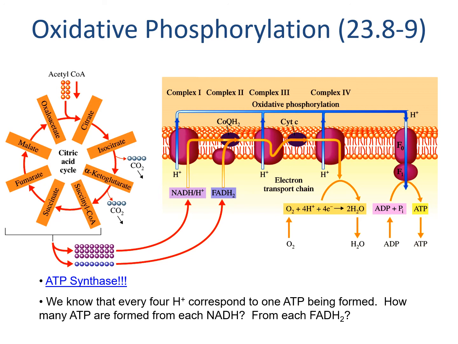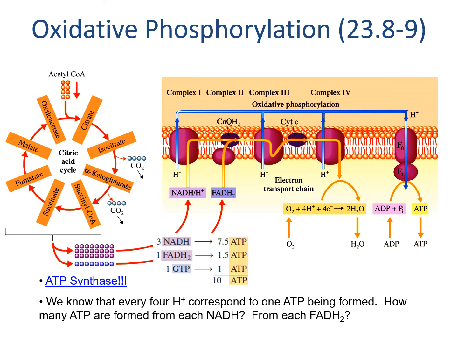Since we know how many protons per NADH or FADH2 and how many ATPs per proton, we can determine how many ATPs an NADH or FADH2 are worth. NADH pumps 10 protons, and since 1 ATP is produced per 4 protons, 10 divided by 4 gives a yield of 2.5 ATP per NADH. Similarly, FADH2 pumps 6 protons. 6 divided by 4 gives a yield of 1.5 ATP per FADH2.